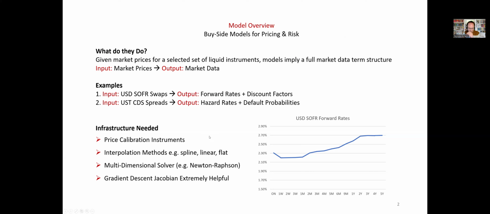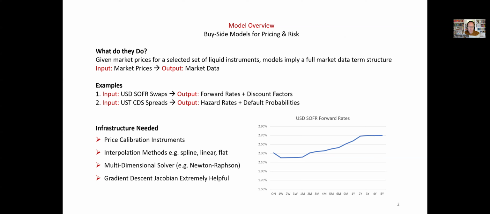So what we do is we look in the interest rate markets, for example, we would look for instruments that are very liquid, instruments that are not stale, that are actively trading, and we want to take those instruments and create a small collection, say for example US dollar swaps, and then we try and work out what are the forward rates and discount factors for those instruments.